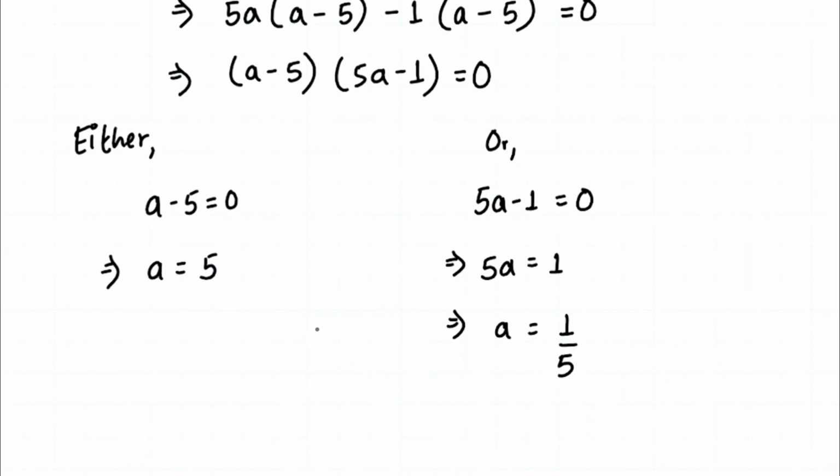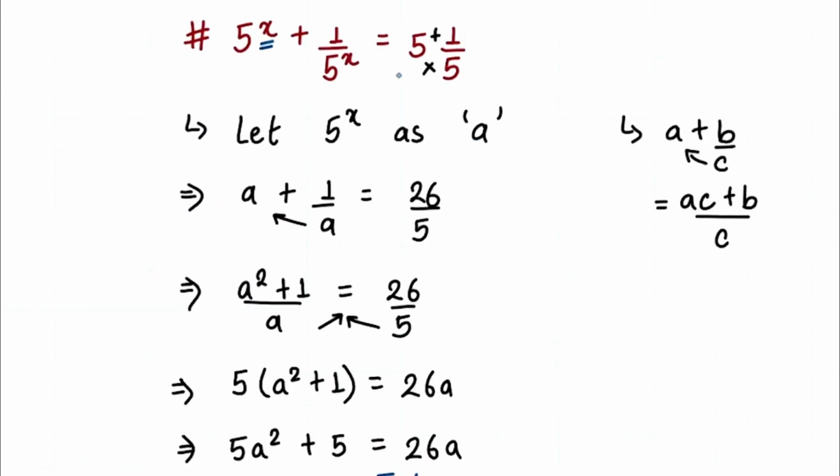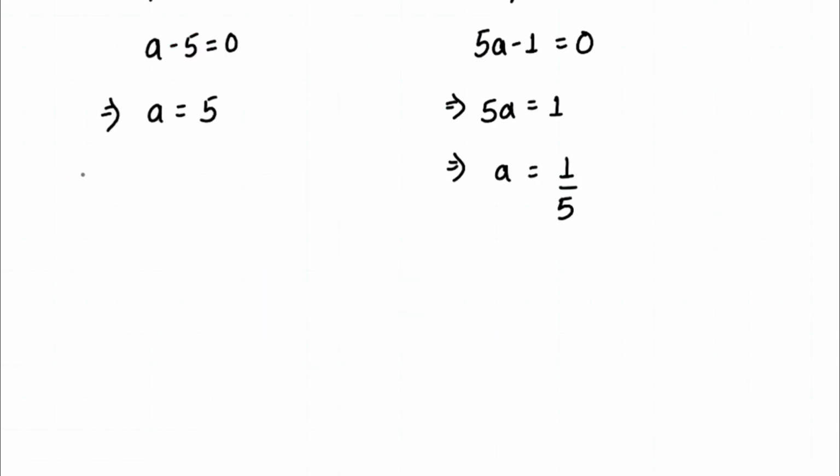Now what we have done here is we have found the value of a, but in our question we have x, right? So we need to find the value of x and not a. And we know that a is actually 5 to the power x. So we are going to replace our a with 5 to the power x. So we have 5 to the power x equals to 5. And when there is nothing, there is 1 in the power, right?